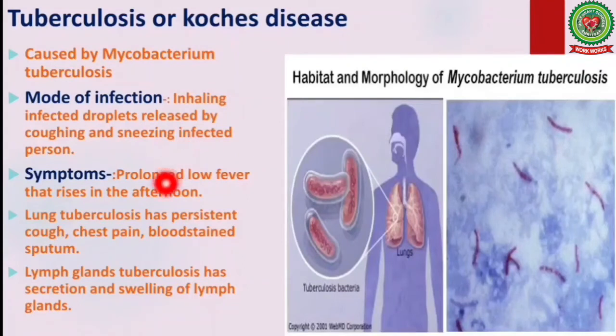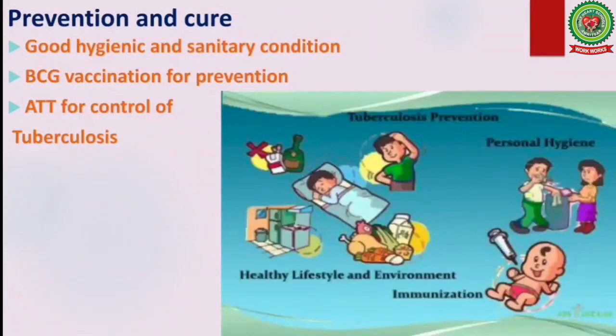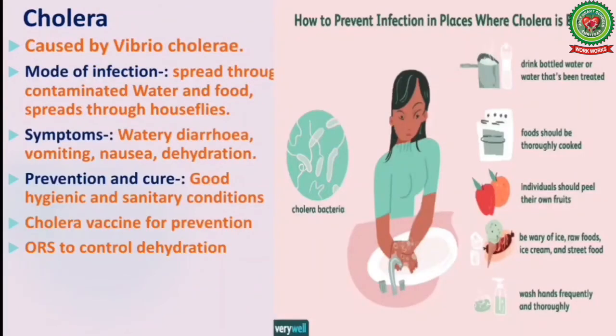Now, what are the symptoms of tuberculosis? Prolonged low fever that rises in the afternoon, that is similar to typhoid. Lung tuberculosis has persistent cough, chest pain, blood-stained sputum. Lymph glands tuberculosis has secretion and swelling of lymph glands. Now, what is the prevention and cure? Good hygienic and sanitary condition. BCG vaccine for prevention. BCG is Bacillus of Calmette-Guerin. ATT for control of tuberculosis. ATT is anti-tuberculosis treatment.